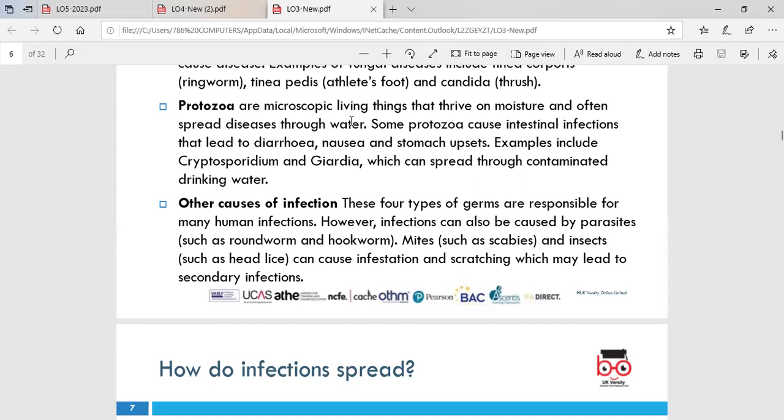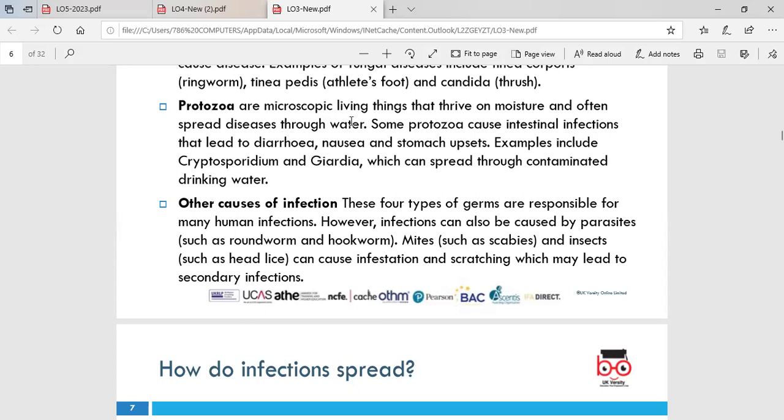So some protozoa can cause intestinal infections, including diarrhea, nausea, and stomach upsets. You have cryptosporidium, you have giardia lamblia. These can spread through contaminated drinking water. So the water is the vector, and the reservoir also, where the protozoa are living and breeding. Other sources of infection are common also.